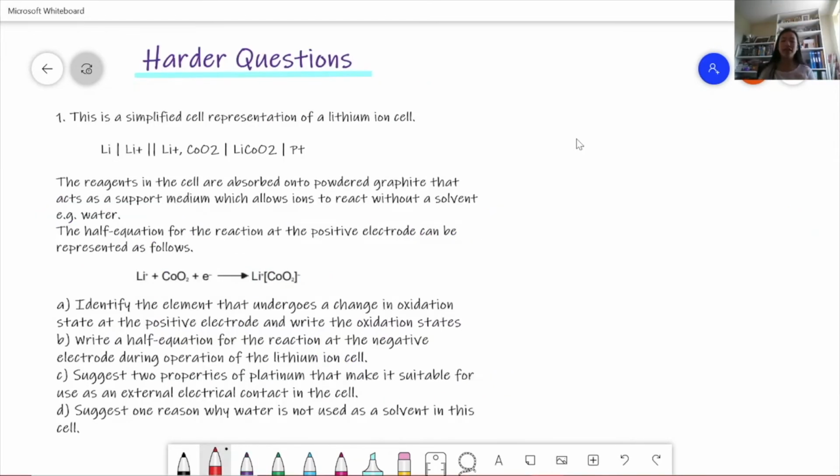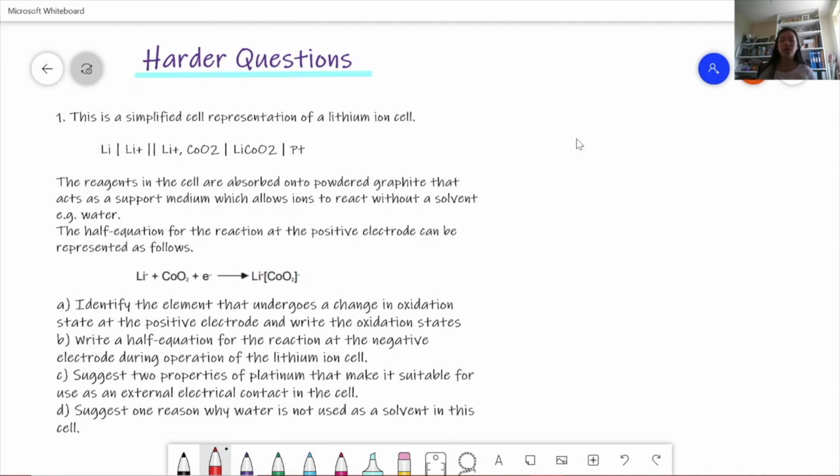Hi everyone, thank you so much for joining me for this lesson. Today we're going to be looking at harder questions for the topic of batteries. So this is a simplified cell representation of a lithium-ion cell. The reagents in the cell are absorbed onto powdered graphite that acts as a support medium which allows ions to react without a solvent, for example water.